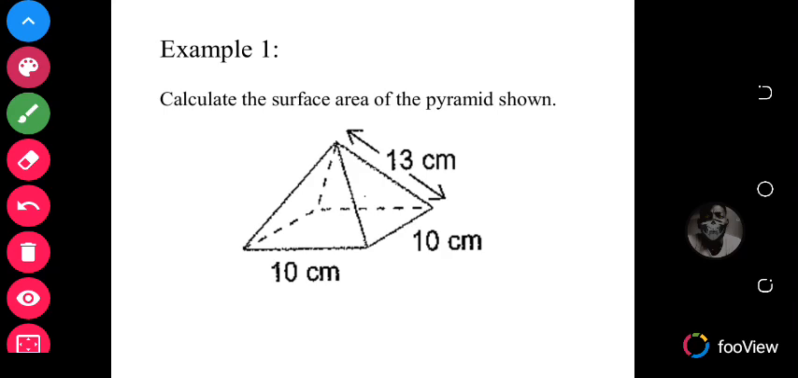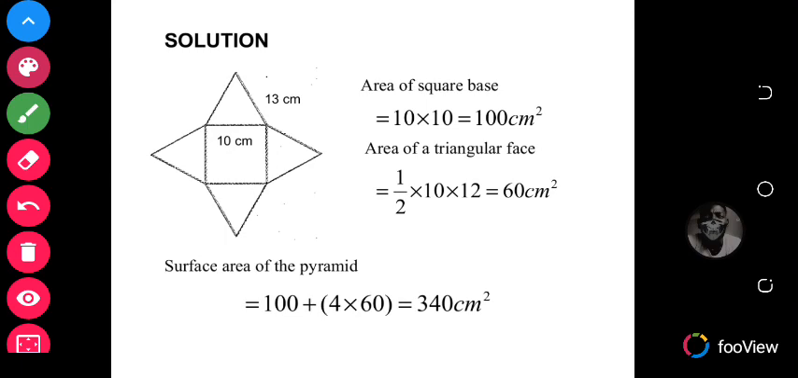Example: calculate the surface area of the pyramid shown here. We have one side of the pyramid to be 13, another side to be 10, and another side to be 10. Let's see how the calculation is done. When you open it up as a net, this is how it's going to look. Here is 13, here is 10.